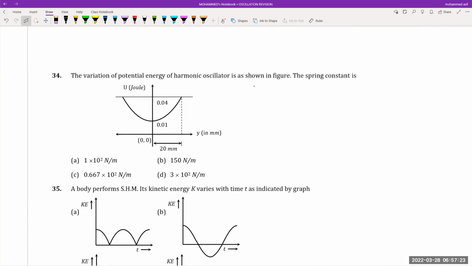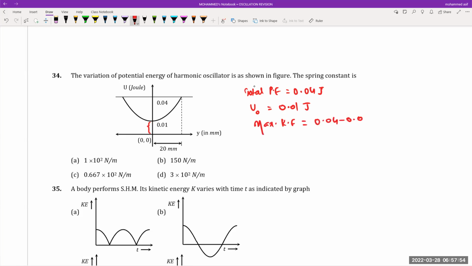34. The variation of the potential energy of an harmonic oscillator is as shown in figure. The spring constant. ये देखो ये आंसर आता है कि constant है 0.1 और y axis पे 0.4, x axis पे 20 mm. Is asking the potential energy. तो potential energy कितना दे रखा है बेटा? Total potential energy is 0.04 joules. रेस्टिंग पोटेंशियल एनर्जी कितना है? U नॉट वैल्यू दे रखा है 0.01 joules, और मैक्सिमम काइनेटिक एनर्जी कितनी बनेगी इसकी?